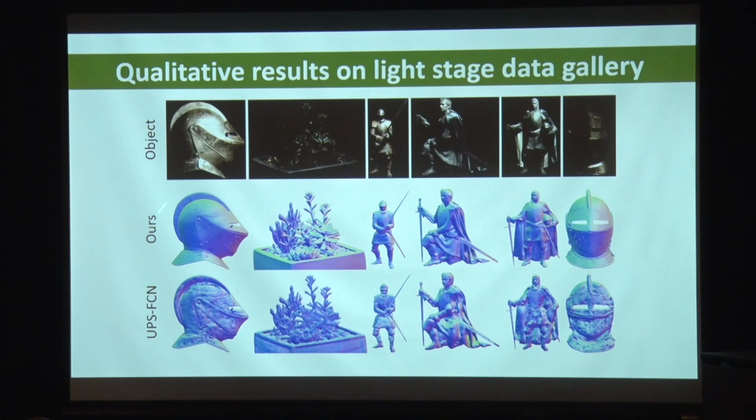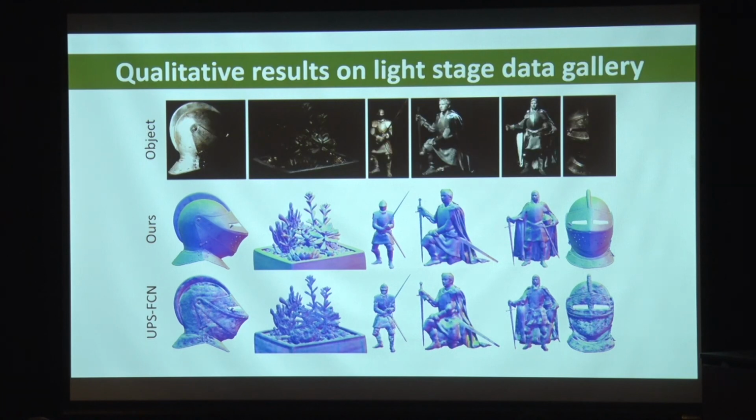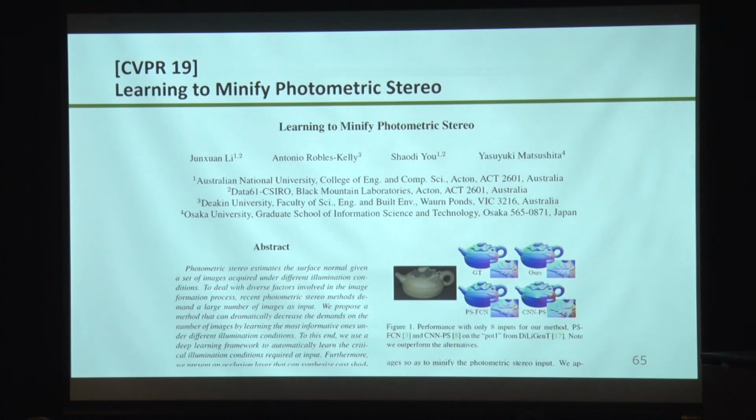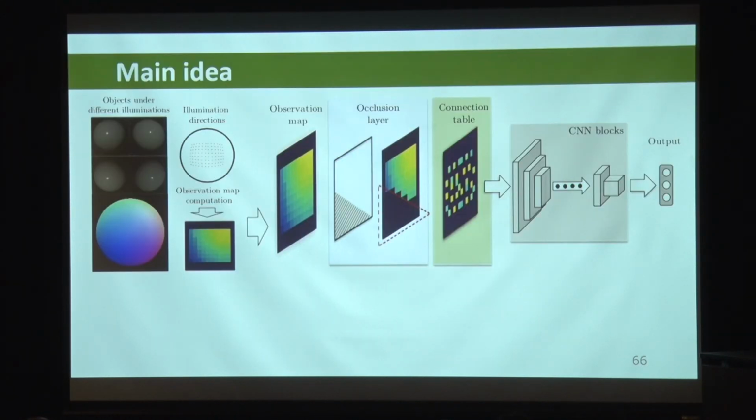Even for these very challenging materials in the USC light stage, without lighting calibration, it can give pretty much accurate results. So the last two works, I will just go through very quickly. This is to try to reduce the number of lightings. Remember, all the previous work I showed just now needs 96 lightings from the DiLiGenT dataset. So the problem is: can we still achieve a good result with just 10 different lightings?